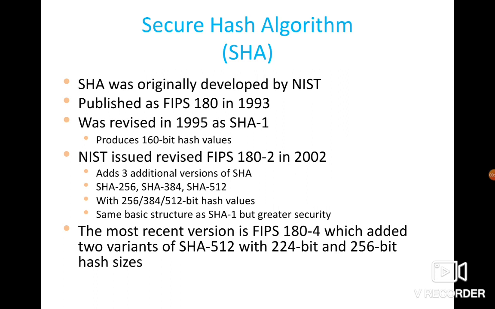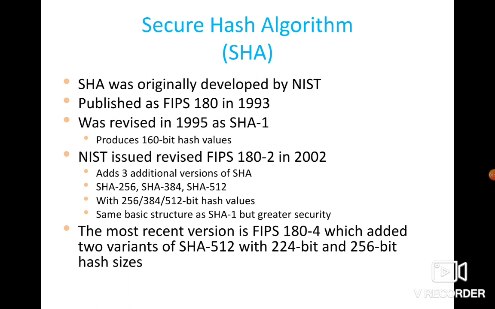So the algorithm was revised, and it was again published in the year 1995 as SHA-1. The SHA-1 algorithm produces a 160-bit hash value. We have more versions in the year 2002, named FIPS 180-2, and it has three additional versions: SHA 256, SHA 384, and SHA 512.